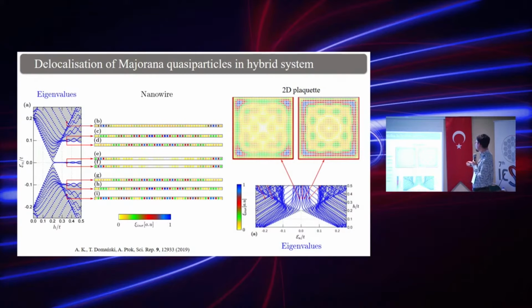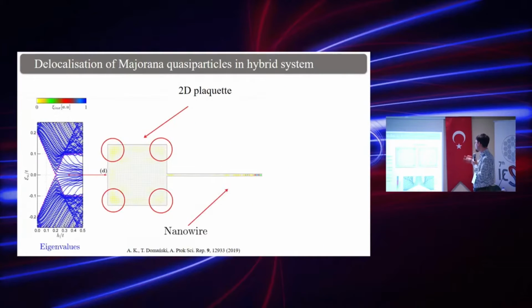In case of the 2D plaquette that is set for a topological regime, we have a plethora of in-gap states that correspond to corner or edge states. However, we do not have any zero energy states. So in this case, no Majoranas. However, if we join them, we can see here that a zero energy state emerges in such a system.